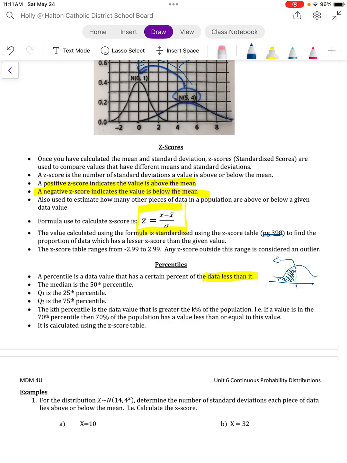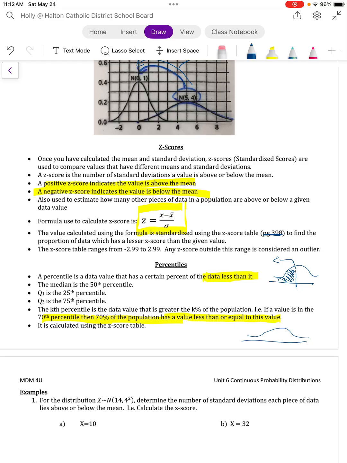The kth percentile is the data value that is greater than k percent of the population. So if a value is in the 70th percentile, then 70% of the population has a value less than or equal to this value. So if I say 70th percentile, that's basically, let's draw a little sketch here.